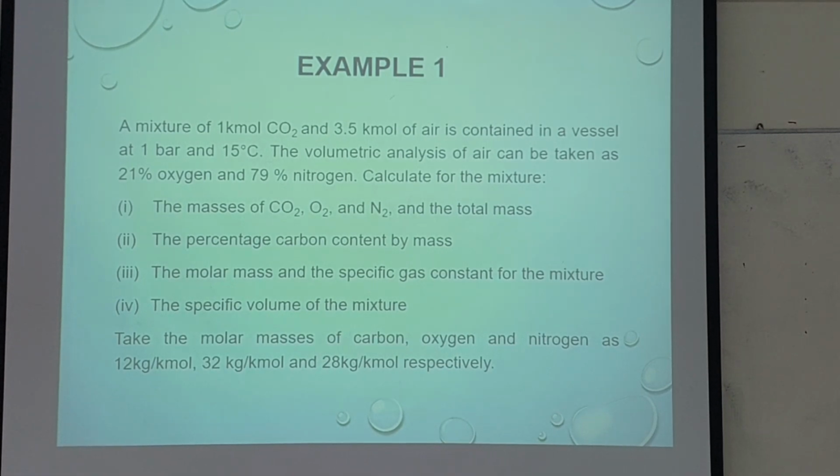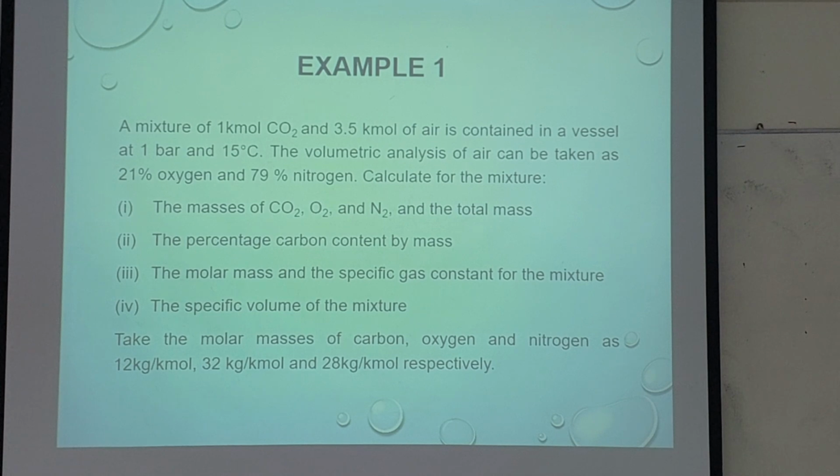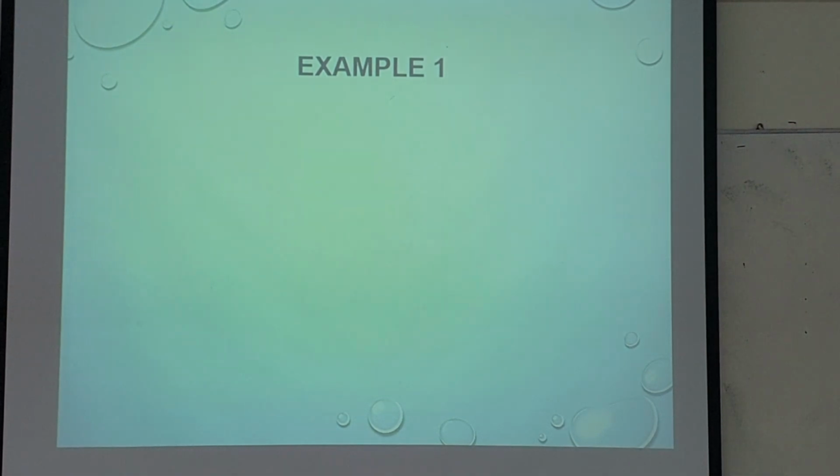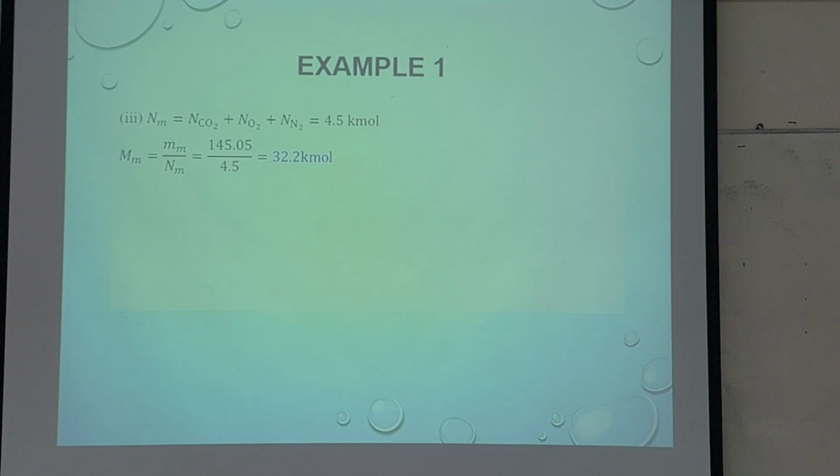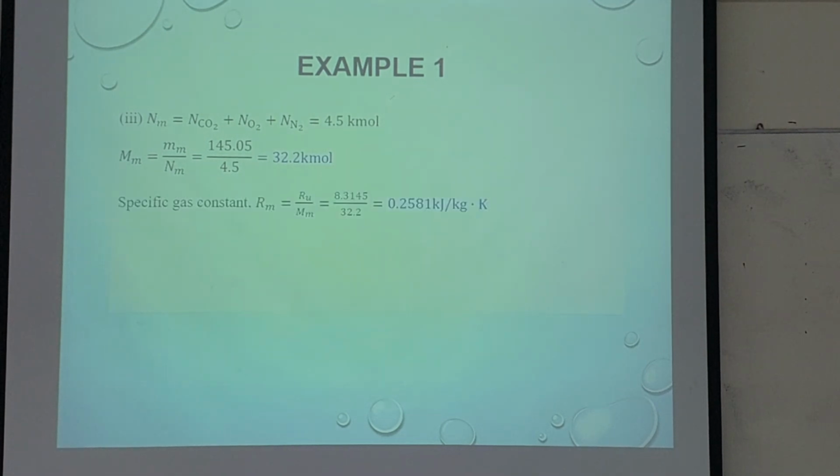Okay, so the molar mass of the mixture should be very straightforward. If you have the total mass and the total number of mole, you can simply divide the mass over the mole. So 32.2 would be the molar mass of the mixture. Then the specific gas constant is just the universal gas constant divided by the molar mass. That's all.